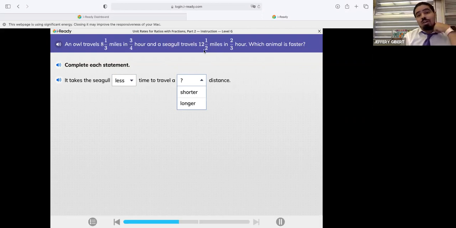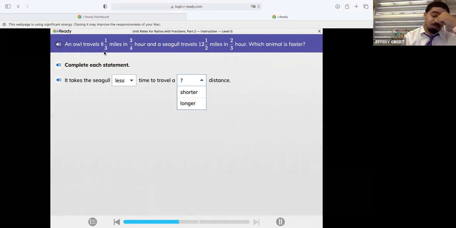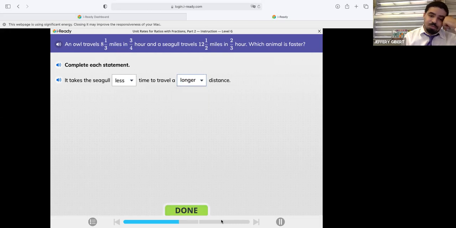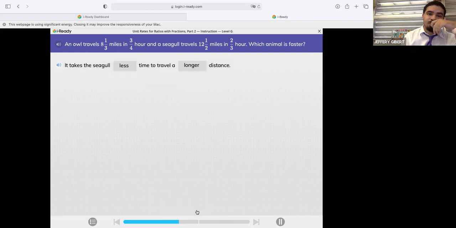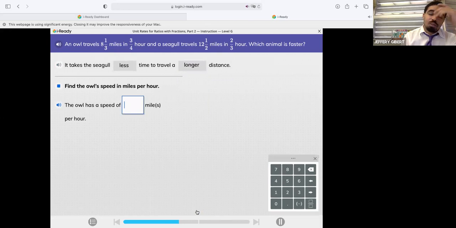Twelve and a half. Is that a longer distance or a shorter distance than 8 1/3? Shorter. So you think 12 is smaller than 8? It's longer. Longer, because 12 is bigger than 8. Now compare the rates. Find the owl's speed in miles per hour.